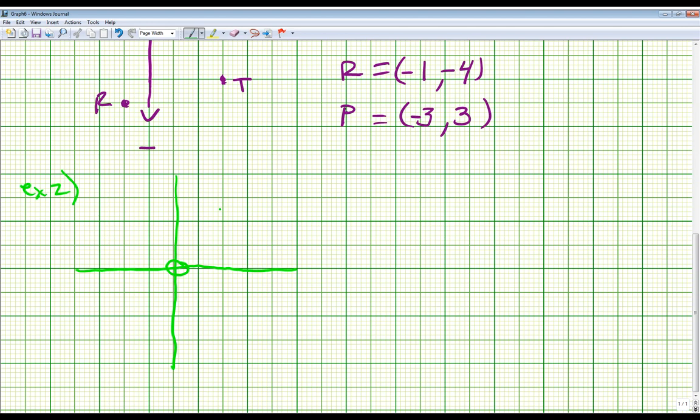Example 2 asks us to plot A, (-2, 3), and B, (0, -3.5), in a coordinate plane, and describe the location of each point. So if I write down the two ordered pairs they want us to plot, A is listed as (-2, 3), and B is listed as (0, -3.5). So we have something new here. We have a little decimal to deal with.